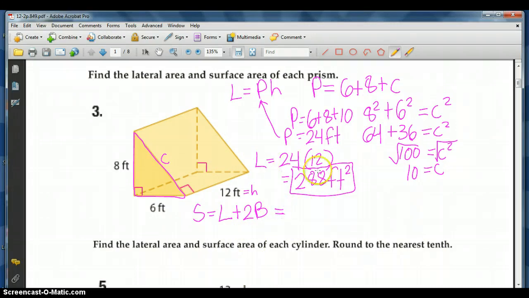So this will be equal to, well, I just found my lateral area, that's 288 plus 2 times the area of the base. In this case, it's a triangle, so I want to take half of the base of the triangle. So this is my base of the triangle. This is my height of the triangle, not to be confused with the height of the prism. So I want to take half of the base of the triangle times the height of the triangle.